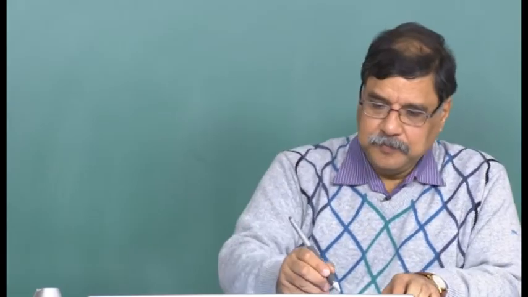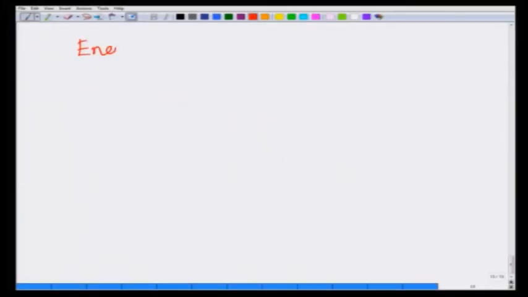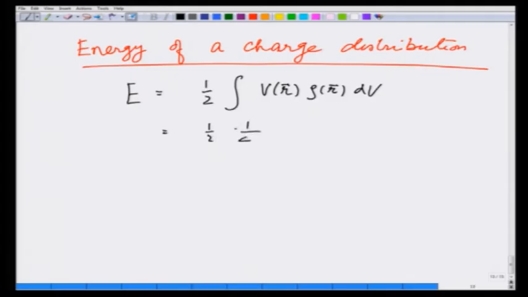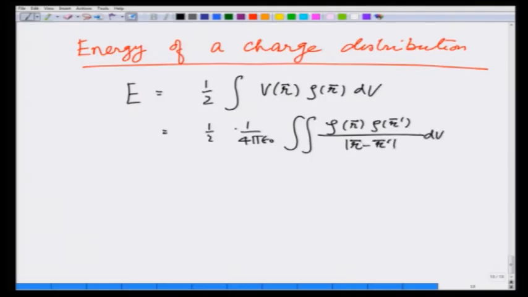We have been talking about energy of a charge distribution, and what we have seen in the previous two lectures is that this is given as 1/2 ∫ V(r) ρ(r) dV, or 1/2 · 1/(4π ε0) ∫∫ ρ(r') / |r − r'| dV'.